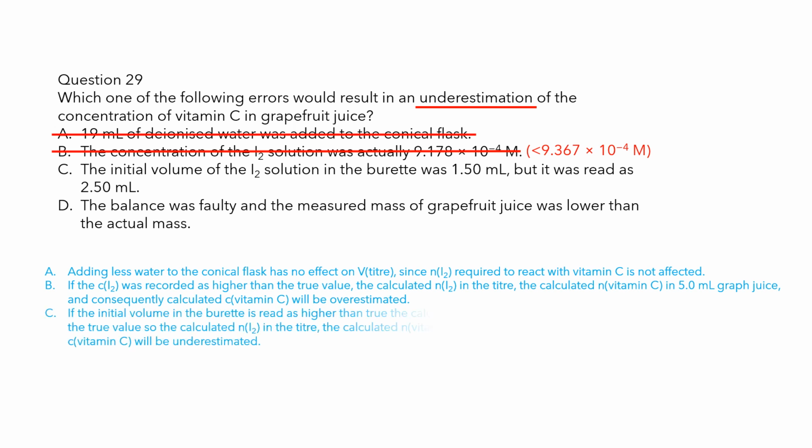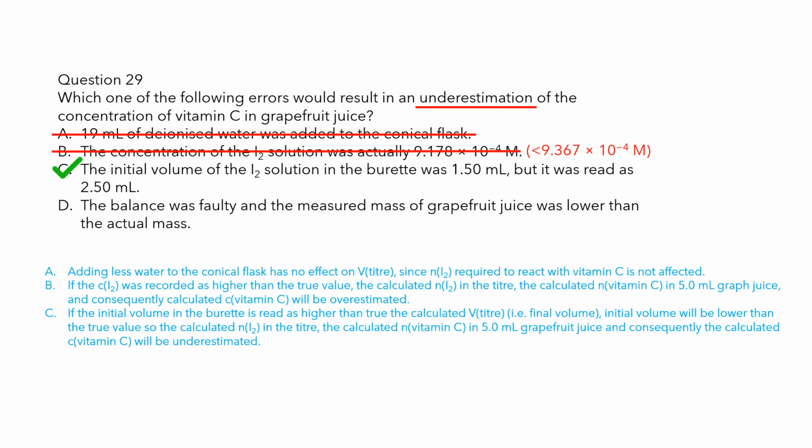The initial volume is read as higher than true. So, the volume of titration is less than true. So, the concentration of VC is less than true and is an underestimation.